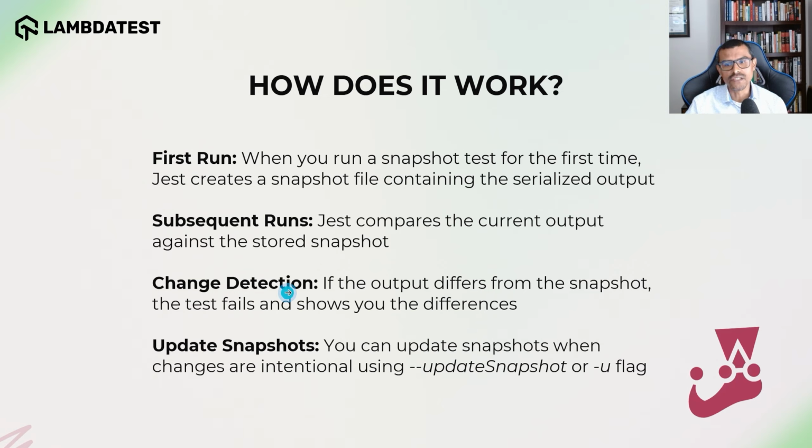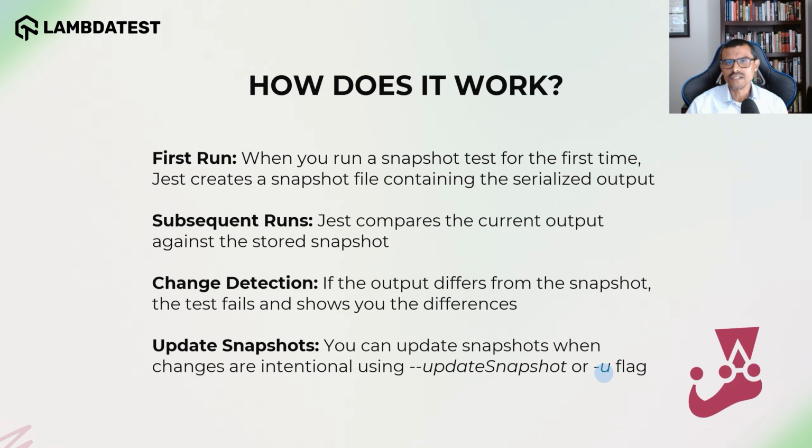Then we have here change detection. So if the output happens to differ from the snapshot, then the test is going to fail. All right, and we're going to need to investigate why that fails. Is it a test-related failure or is it the application that has changed? So in that case, Jest is going to show us the differences so that we can take the appropriate action. And lastly, we have here updating the snapshots. So Jest allows us to update the snapshot when the changes are intentional. And we can use this flag right here called updateSnapshot, or you can use the -u flag.